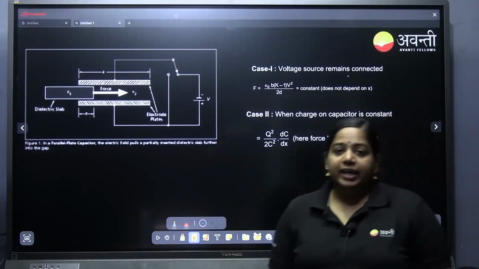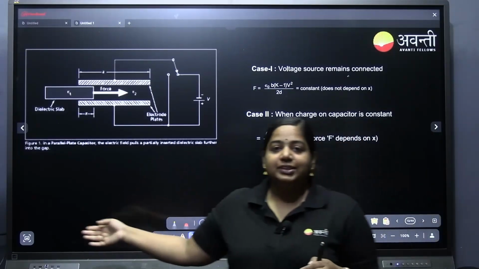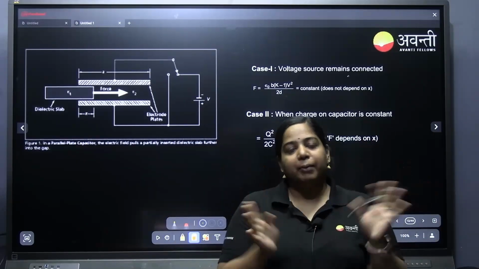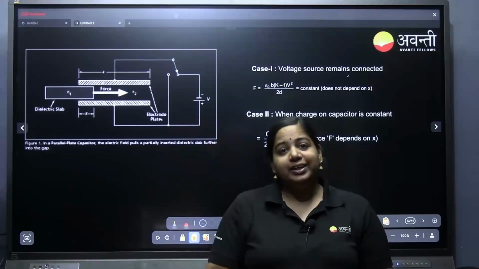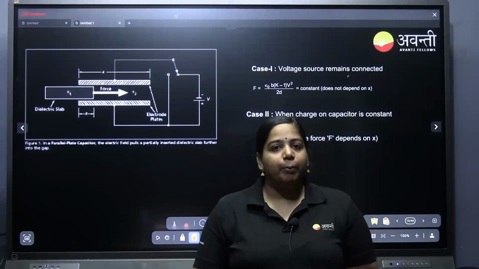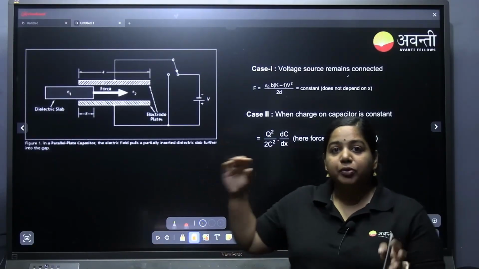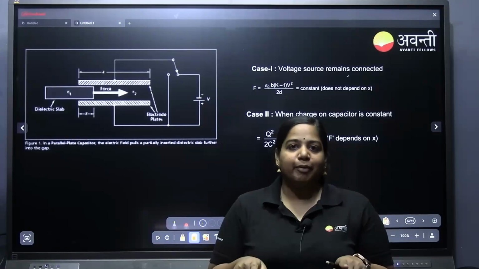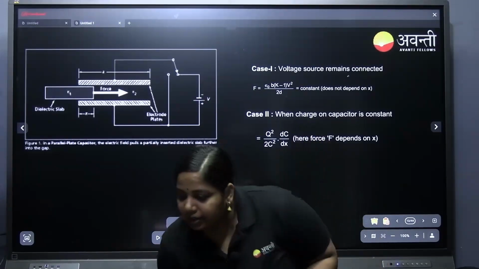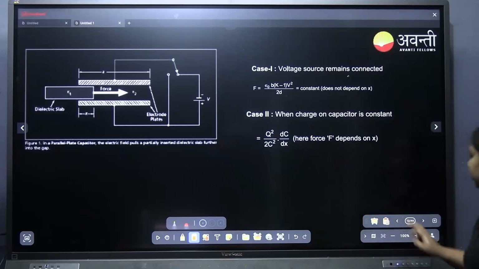Next one is like, previously what did we do? Before, the dielectric was not there in the capacitor. After we completely inserted it, we are finding the new capacitance. This is if you are inserting a dielectric into an already charged capacitor. Last slide, okay.